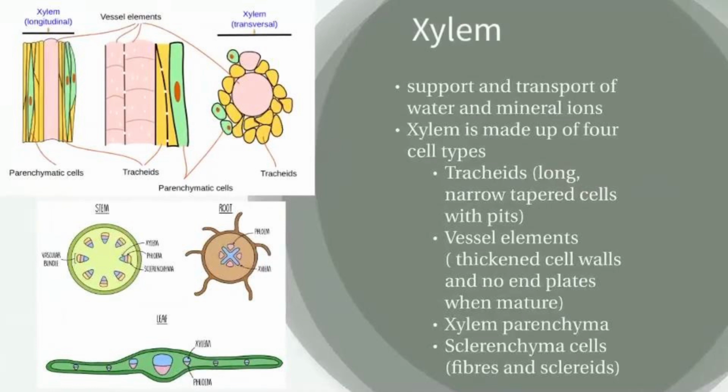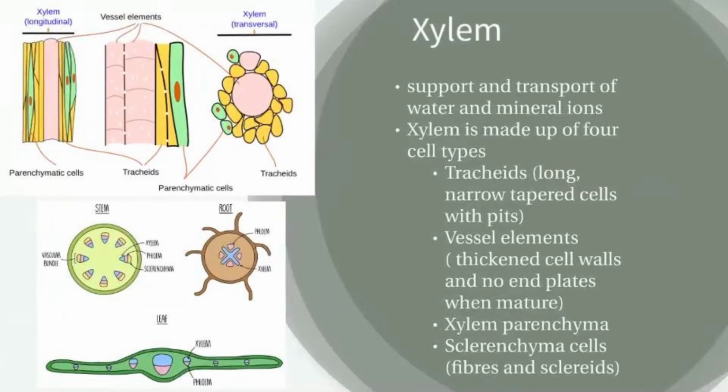Going into a bit more on the structure of the xylem, there are 4 cell types that work together to form the xylem tissue, and this includes the tracheids, which are long narrow cells with pits. There are vessel elements, which are the larger cells with the thickened cell walls that don't have the end plates. Then the xylem parenchyma. Then there's also the sclerenchyma cells, and these are fibrous cells. So let's go into a bit of detail on exactly what each of these cells looks like and what their function is within the xylem.